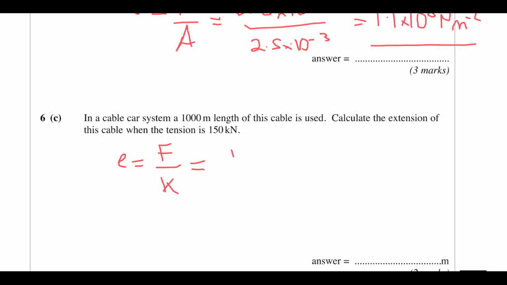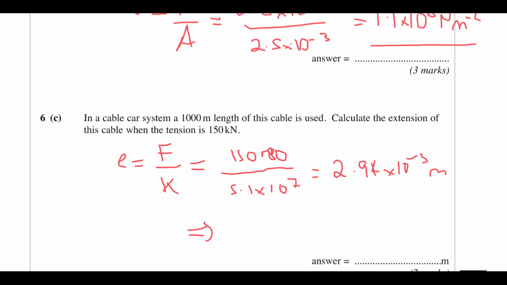So 1.01 times 10 to the 6, and we got k earlier. It was 5.1 times 10 to the 7. When we do that, we should end up with, it's like 2.94 times 10 to the minus 3. So this would be your extension of a 10 meter cable. So the extension here is going to be 100 times that.